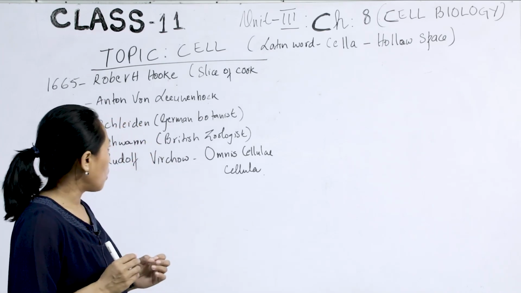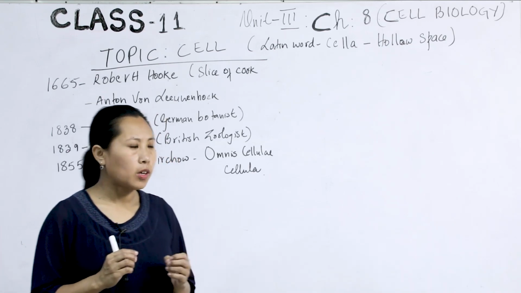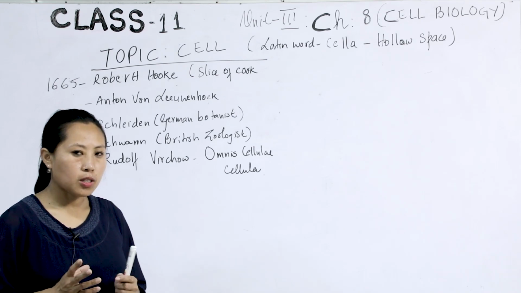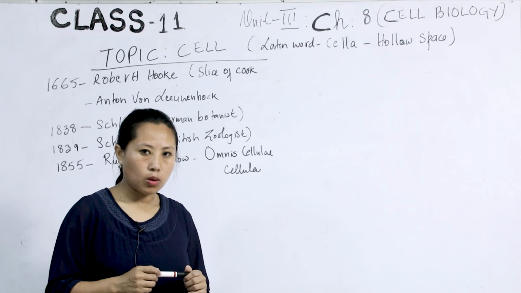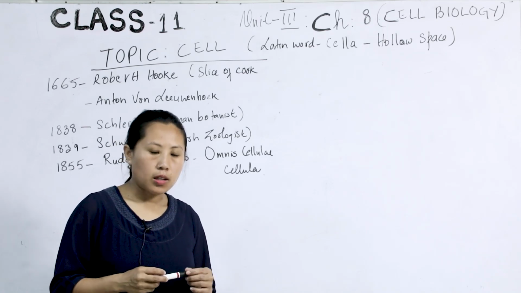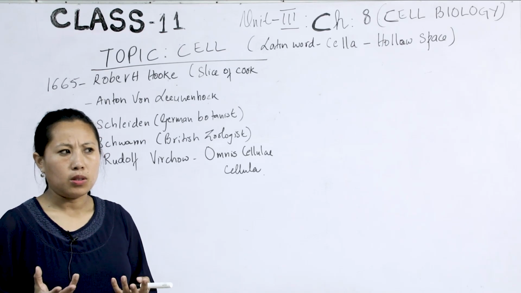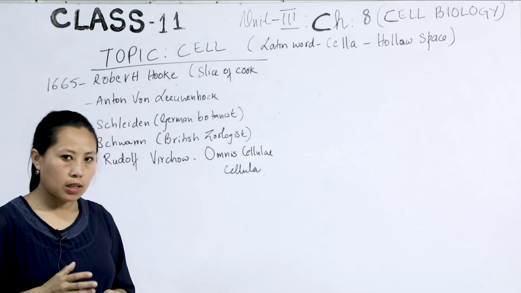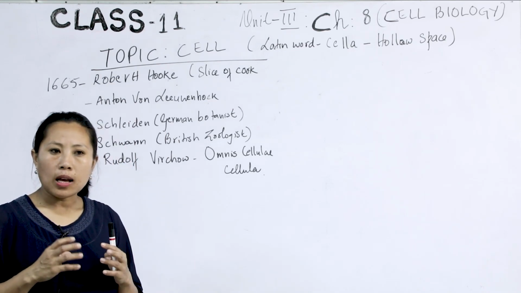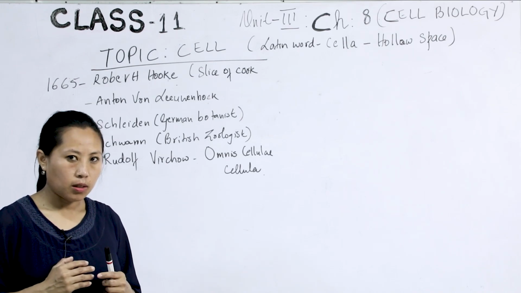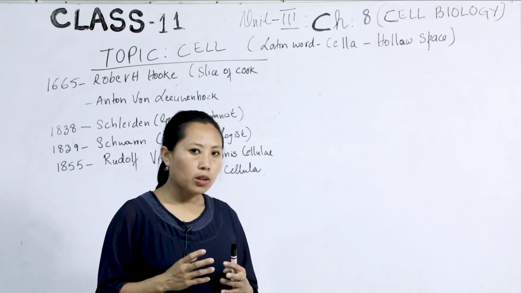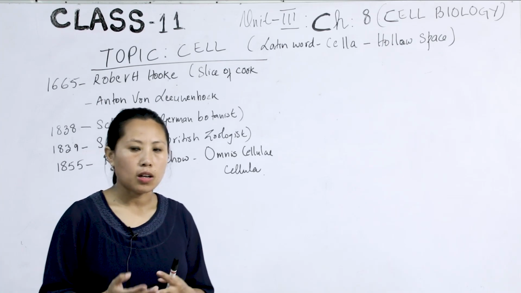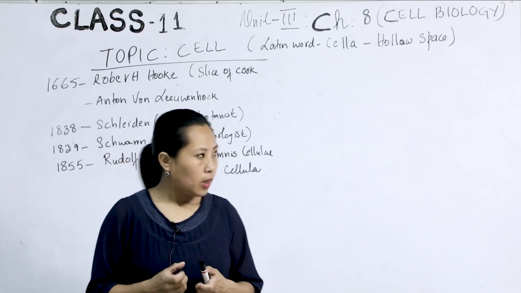This cell biology, or the cell, is derived from a Latin word cella, meaning hollow space, and we all know that living organisms are composed of cells. A human body has about 300 trillion cells. No life can exist below the level of a cell. All living organisms, be it microscopic organisms, gigantic trees, or even large animals like the blue whale, are composed of cells.